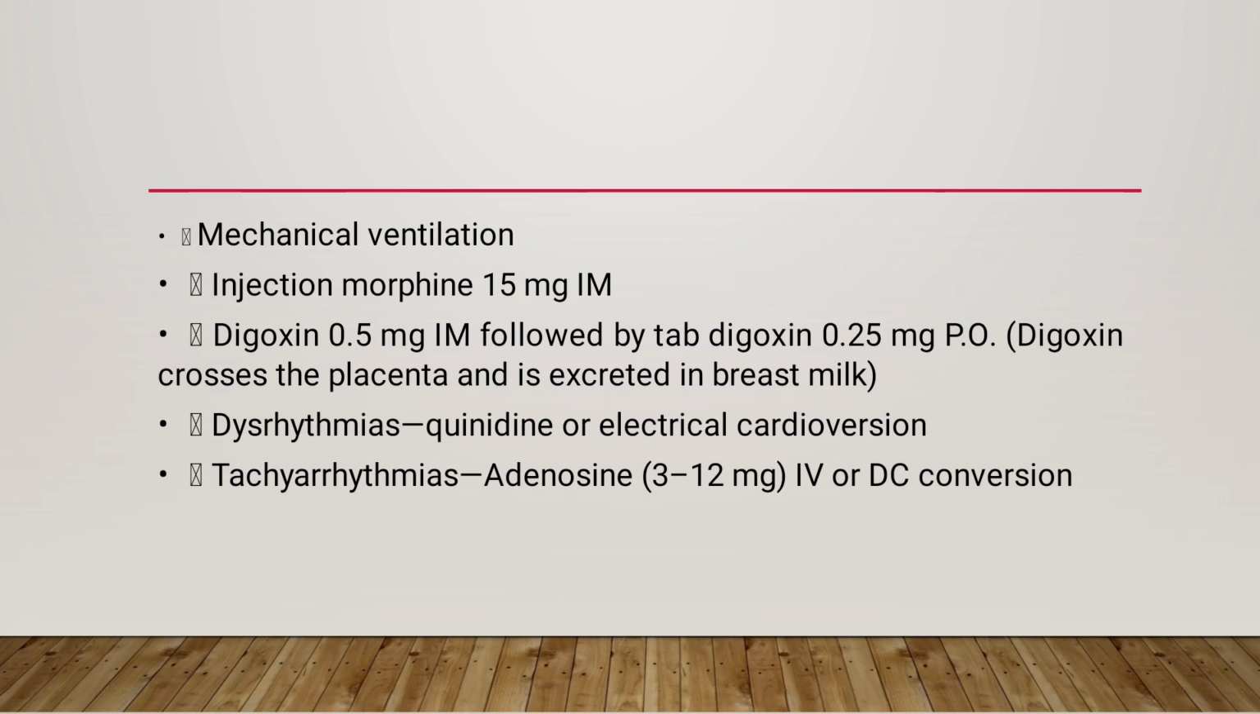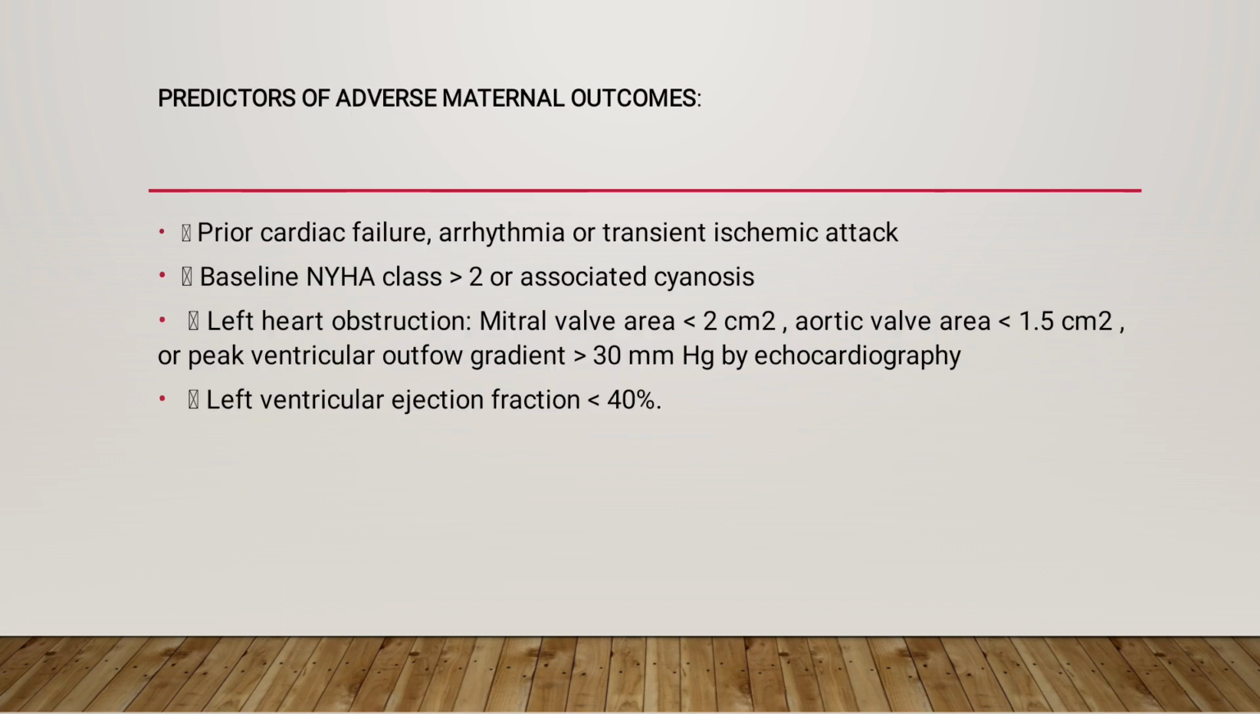Then some of the predictors of adverse maternal outcomes are prior cardiac failure or arrhythmia or transient ischemic attacks, baseline NYHA class greater than 2 or associated diagnosis. Then left heart obstruction, mitral valve area less than 2 cm, aortic valve area less than 1.5 cm square, or peak ventricular outflow gradient greater than 30 mmHg by echocardiography. Left ventricular ejection fraction less than 40. So this is regarding the cardiac failure.